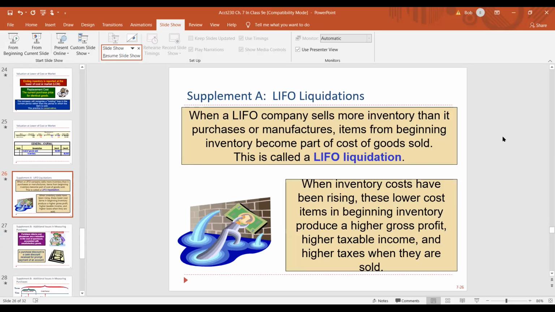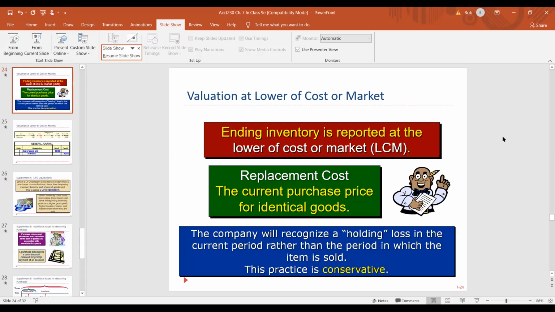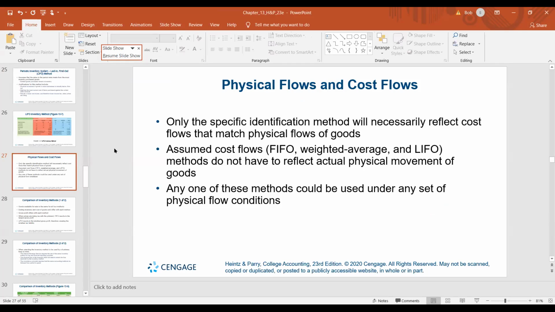I'm not going to go into LIFO liquidations, mainly because I can't pronounce it. So let's not worry about that. That would be another Barbara Owie thing. I do want to go back to the other slides, though, for just a brief moment, because these slides didn't really get into it. I think I have a better presentation here.